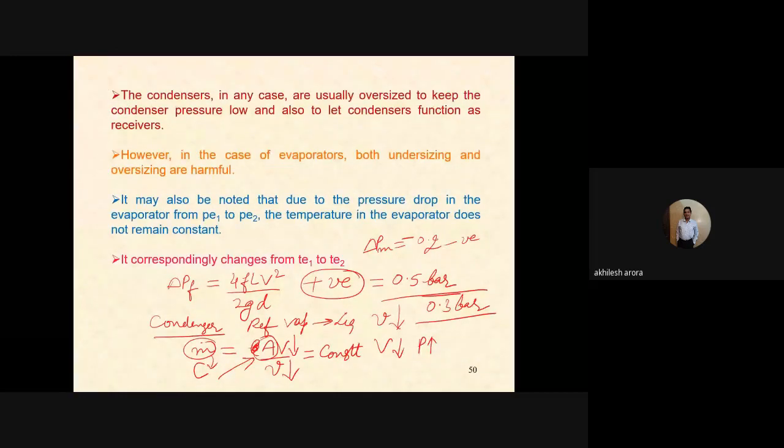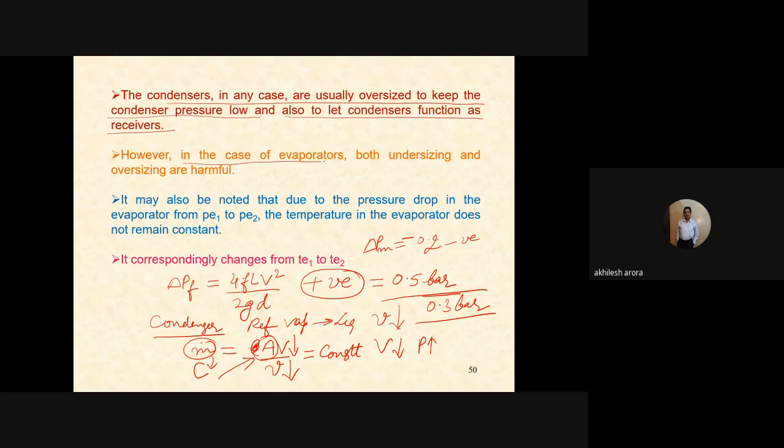The condensers in any case are usually oversized to keep the condenser pressure low and also to let the condenser function as a receiver. So sometimes in big systems, big vapor compression systems, we also have to store the refrigerant to take care of the variation in the mass flow rate. So the condenser also functions as a receiver. So receiver is a component in a refrigeration system where we store the extra refrigerant for its use in the system.